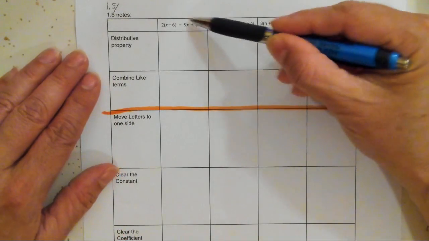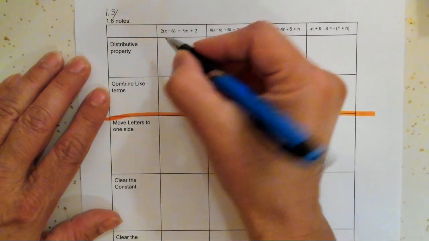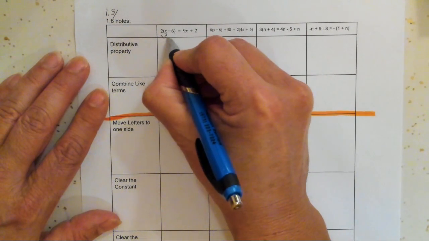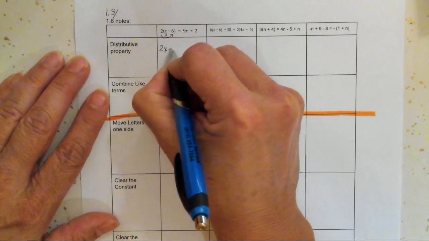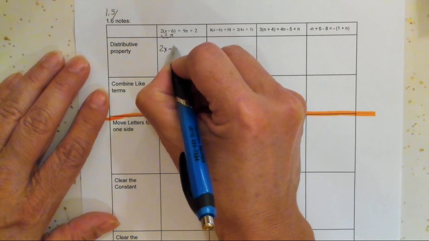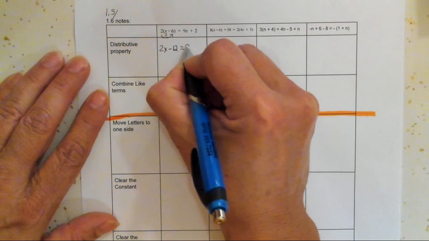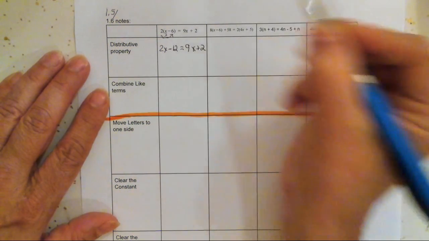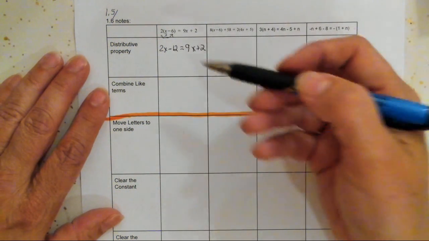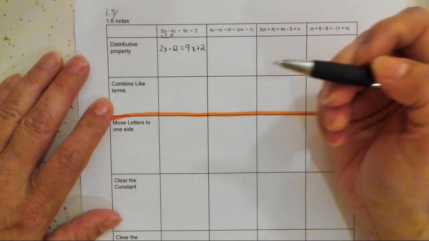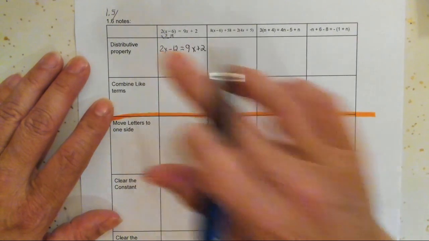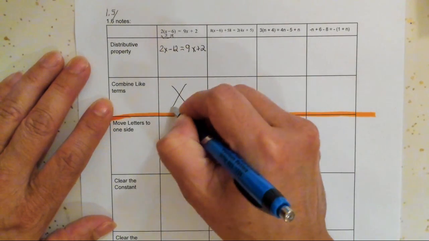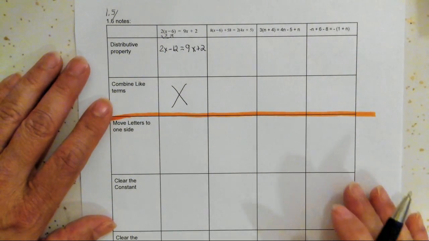So this problem has parentheses, so we do need to use distribution to get them out of here. So that gives 2x, and 2 times negative 6 is negative 12. And you've got 9x plus 2. Then in this particular one, when we look for like terms, they must be on the same side of the equal sign, and I have no like terms, so that box we get to skip.